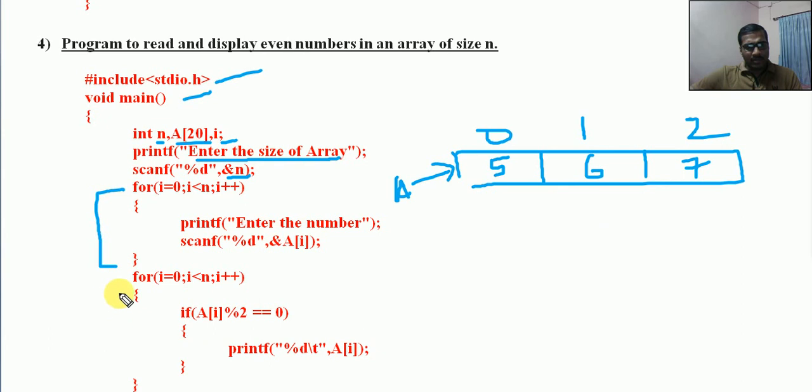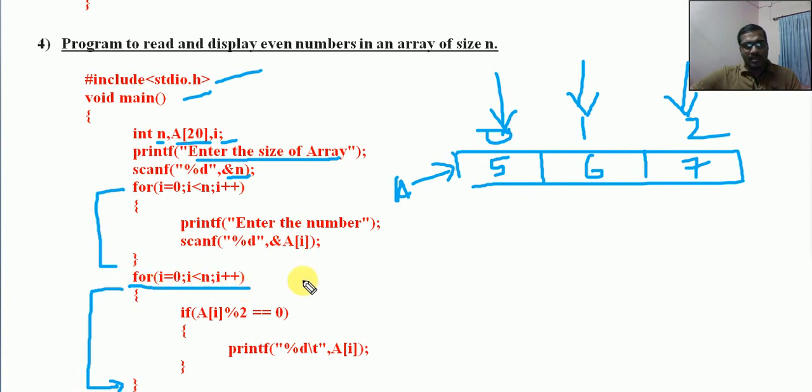Now look at the main loop that is used for checking. So again we are using one more loop. For every element from 0 to 2, we need to check whether each element is even or not. So first we come to the 0th location, then the first location, then the second location. Check each of these numbers whether it is even or not. So for I equal to 0, I less than n, I plus plus. The same loop we are following.